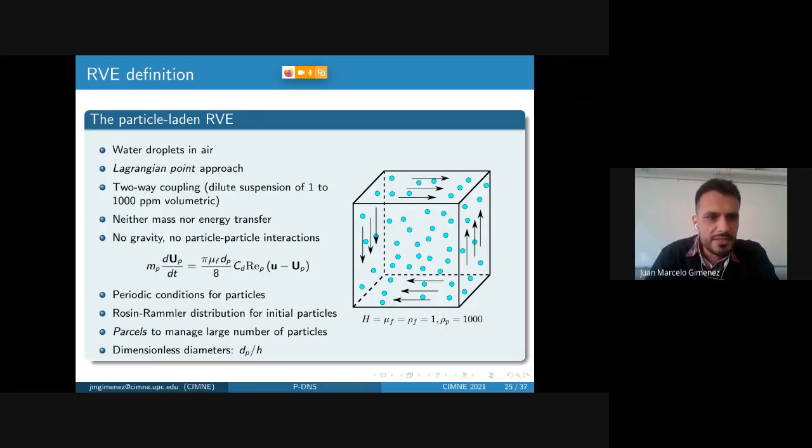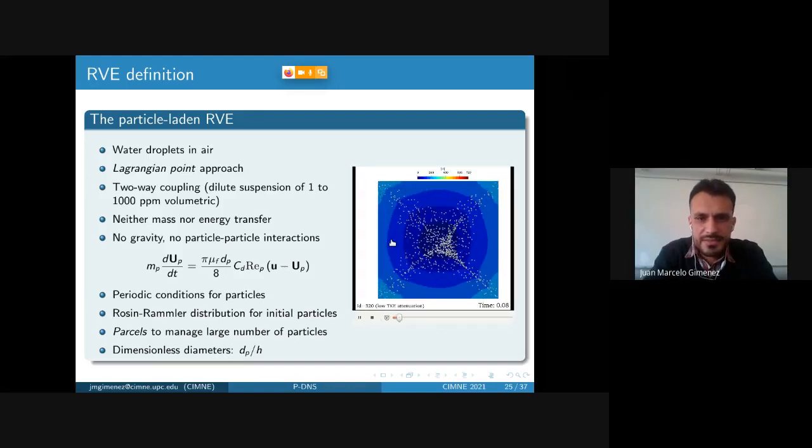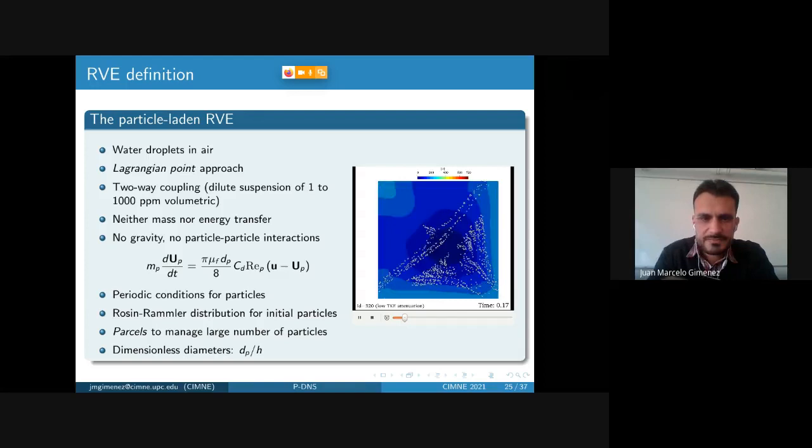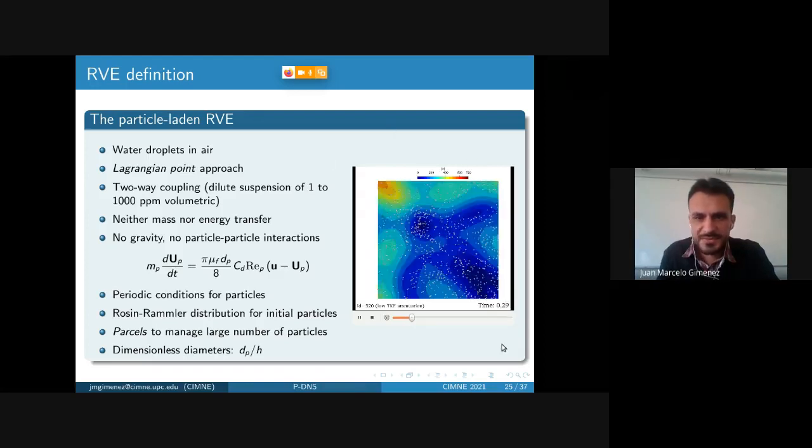We are going to consider drag forces on the particle, periodic conditions for the particle, and some distribution for the particle sizes. We are using Rosin-Rammler. When the number of particles is large, we employ the concept of parcels to reduce the computational cost. And there we have this shape, if you want.